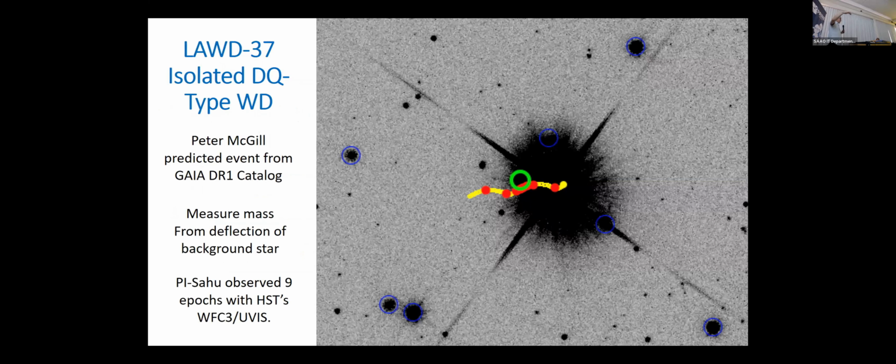And as it moves back past that background star, it's going to shift the background star, and you can measure the mass of the white dwarf. And it's an isolated helium white dwarf, so you don't get that opportunity to measure such a thing very often. So this is cool. So here's the first exposure we have in 2019.